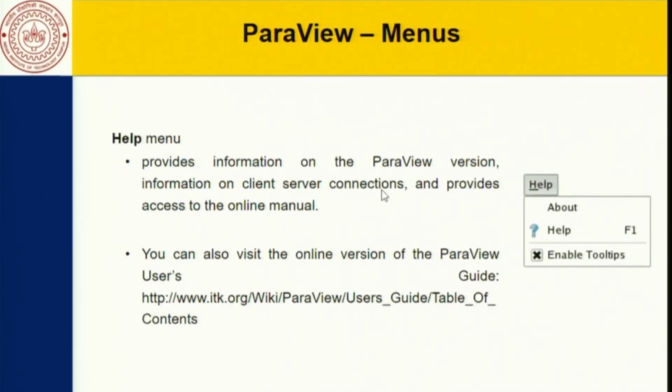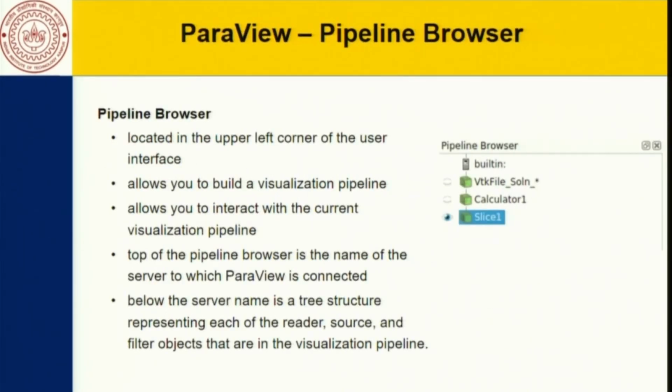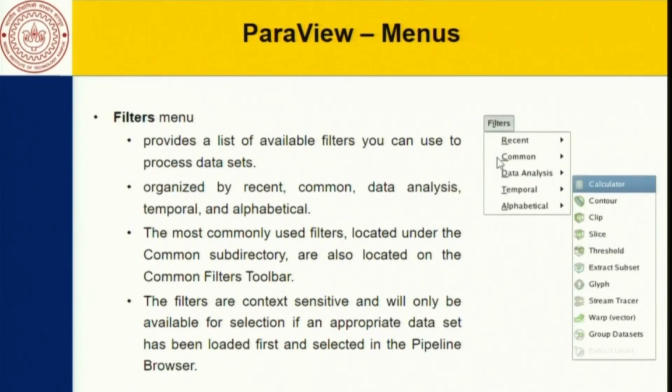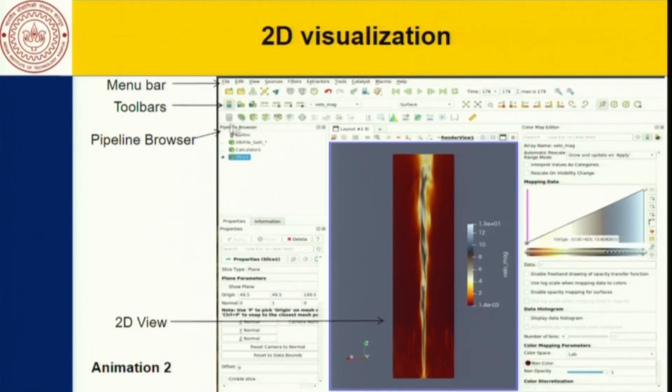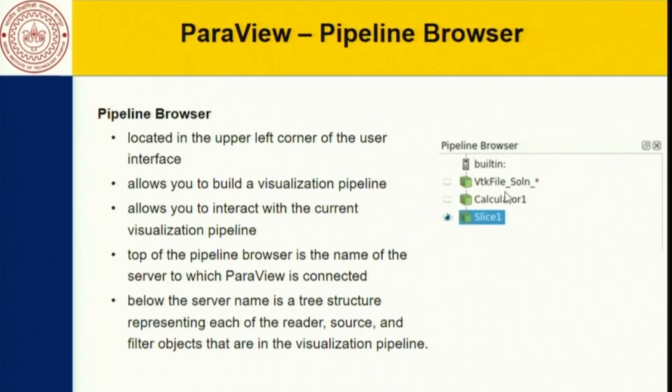Next, for any kind of help, you can see the help menu, and the online documentation is also there. So, what next is the pipeline browser. You can see this is your pipeline browser in the top left corner. Whatever operations you are doing here, you can see in the pipeline browser. Here I have taken a calculator, then I have taken a slice. Whatever operations you are doing, you can see in the pipeline browser.